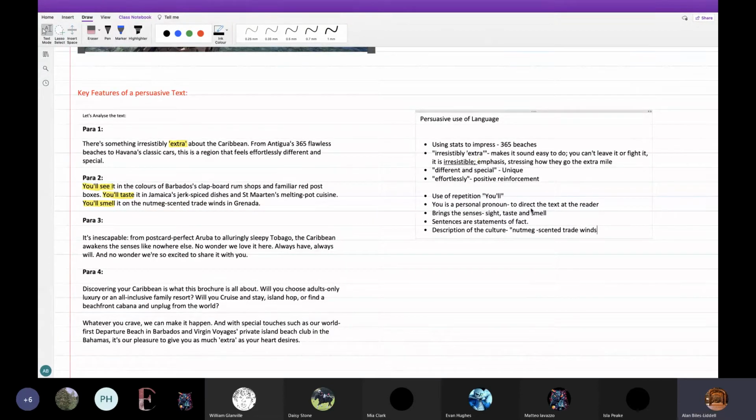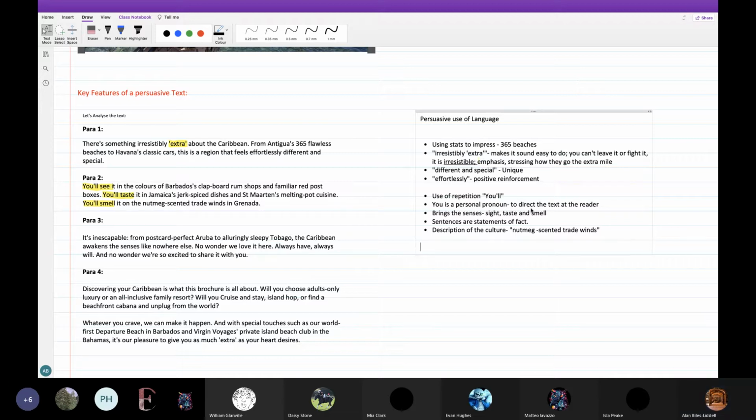So it's a powerful image here, isn't it? It really comes to life, a sort of graphic image there. So that's being used again. And you could have the rum shops as well that they mention, and the jerk spice. So again, it's all that sort of excitement of the new culture that you're being steeped in.